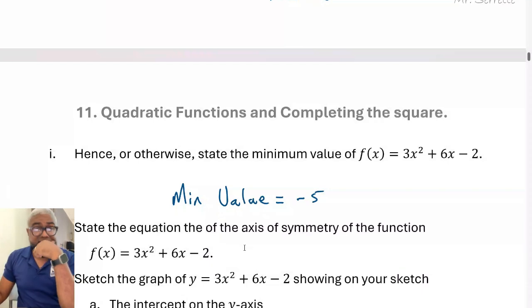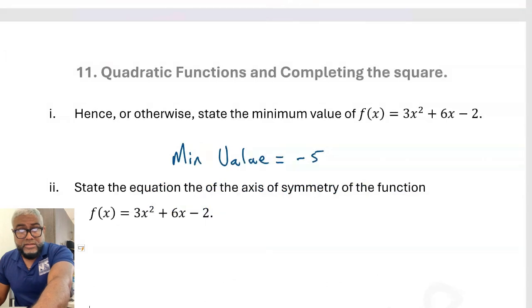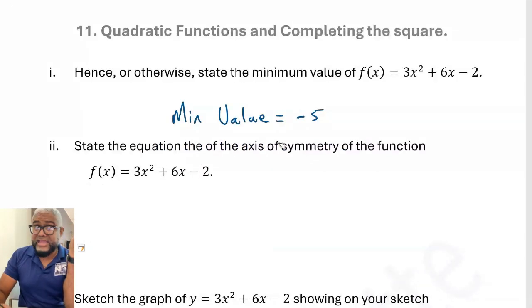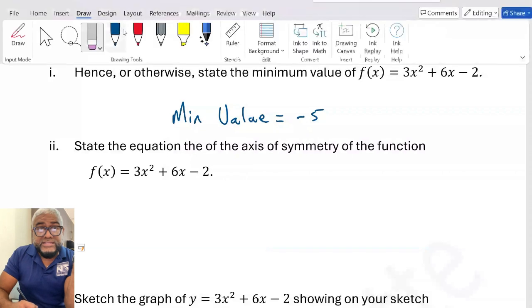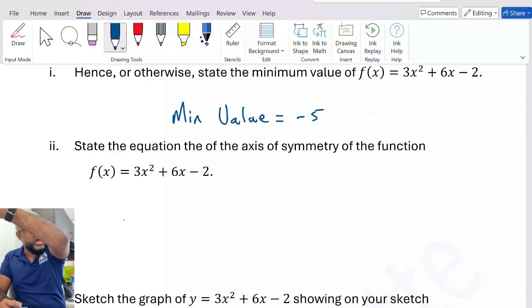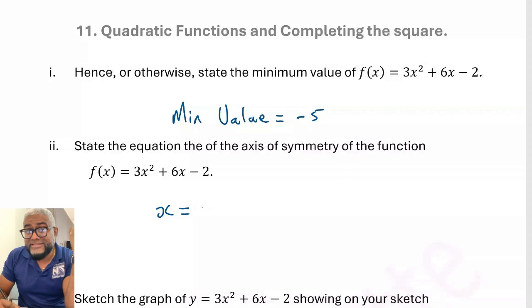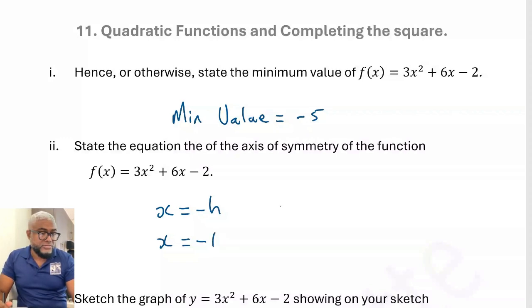That's all for that. State the equation of the axis of symmetry of the function, right? I gave you all a note on that too. The equation of the axis of symmetry, or the value of x for which the quadratic function is a maximum or minimum. What is it? So it's minus h. X is equal to minus h, right? So x will be equal to, what is h? H is 1. So it'll be negative 1 there.